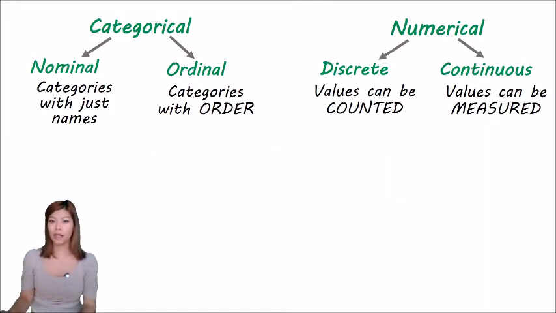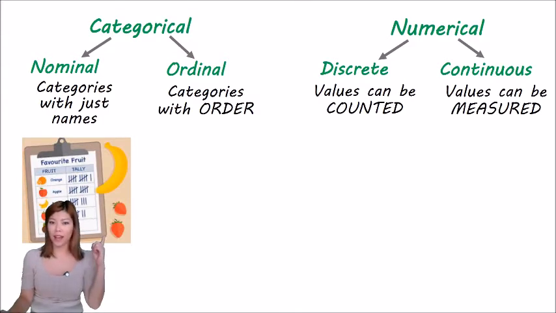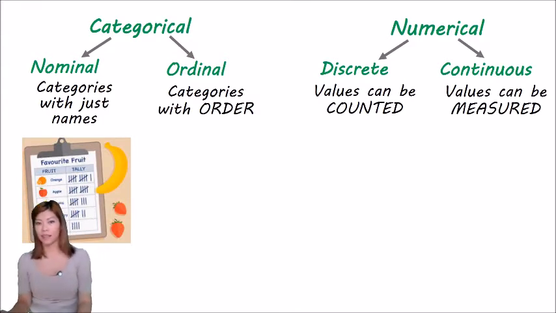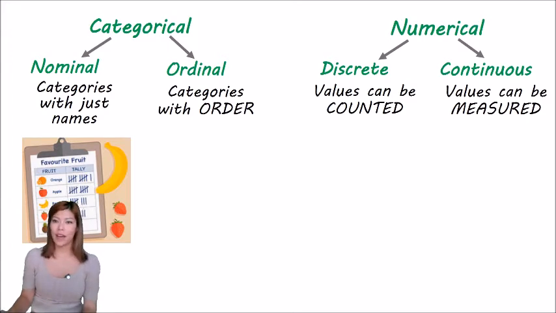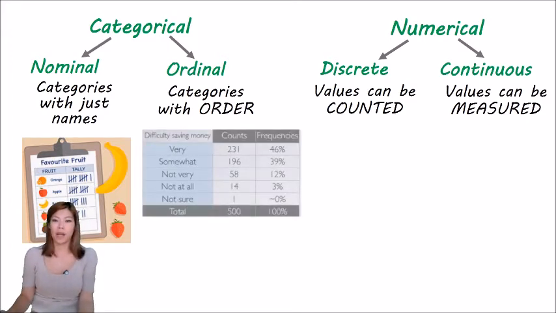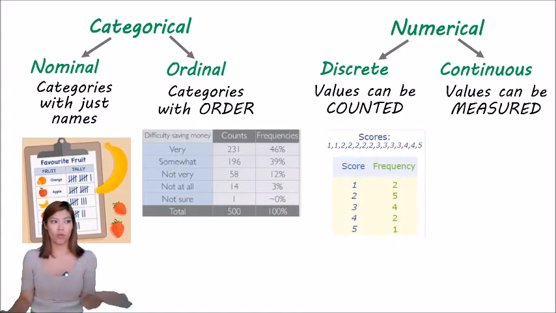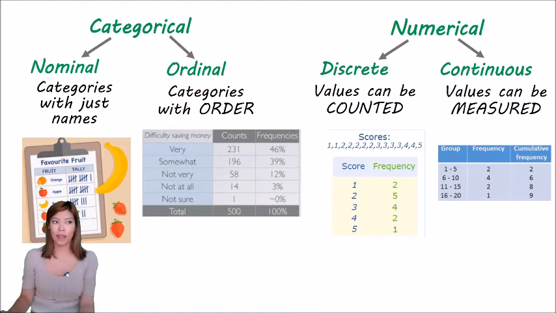So how do we collect the data? What does it look like? In all these 4 categories, we can use frequency tables. For nominal data, it could be asking our friends what their favorite fruits are, so you could collect it in a tally. For ordinal data, it could be how hard is it to save money, from very to not sure how to save money at all. With discrete data, it could be the scores you got playing a game between 1 and 5, which are numbers. And with continuous data, it could look like that, where the categories this time are in groups.